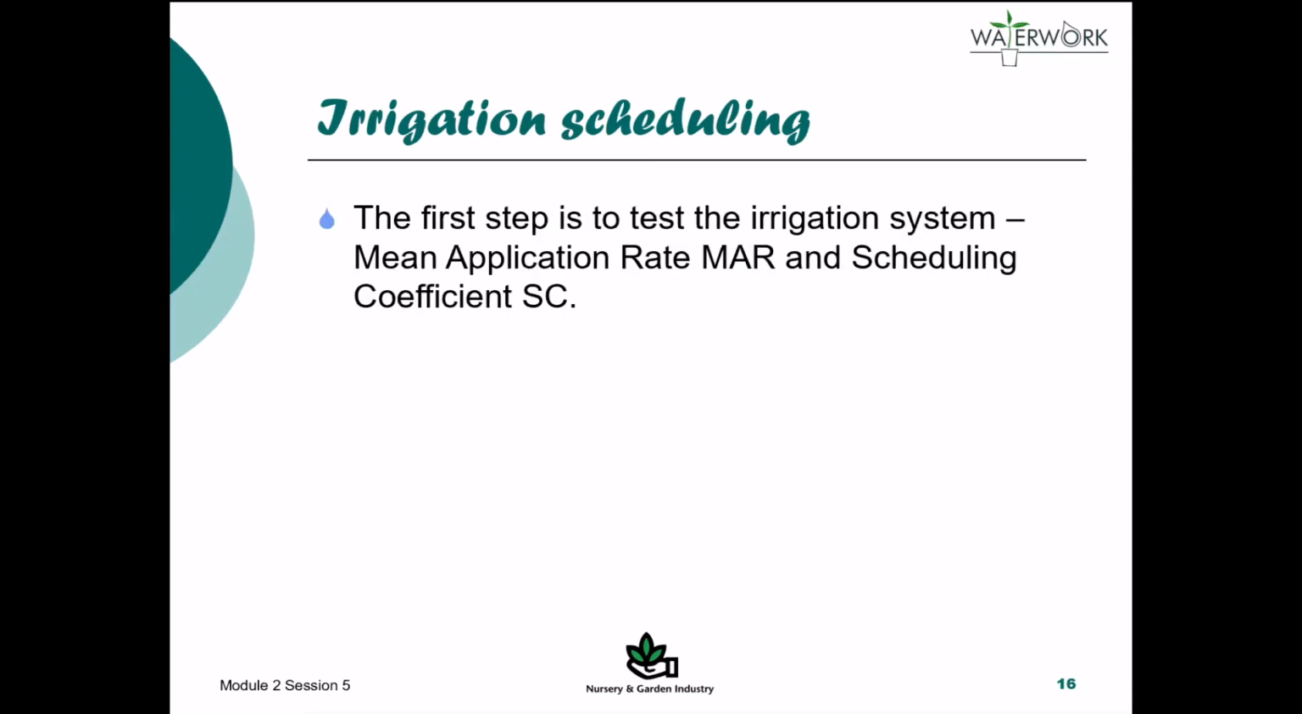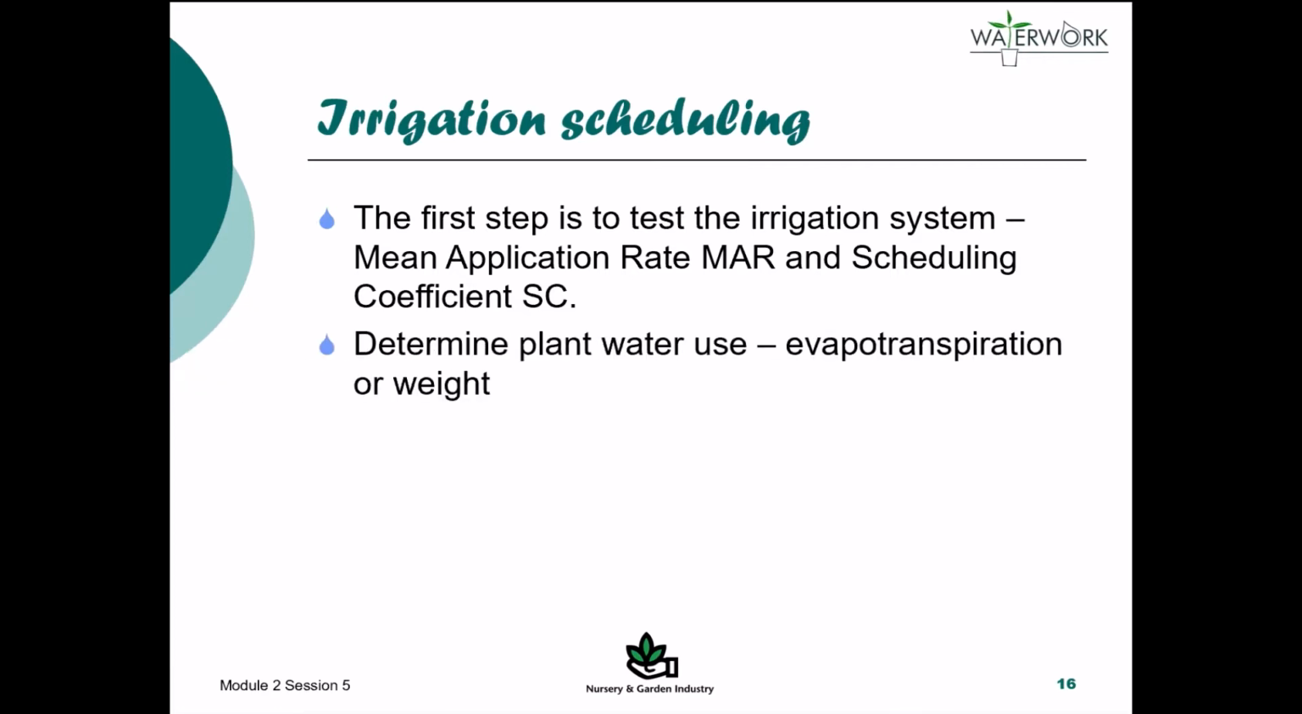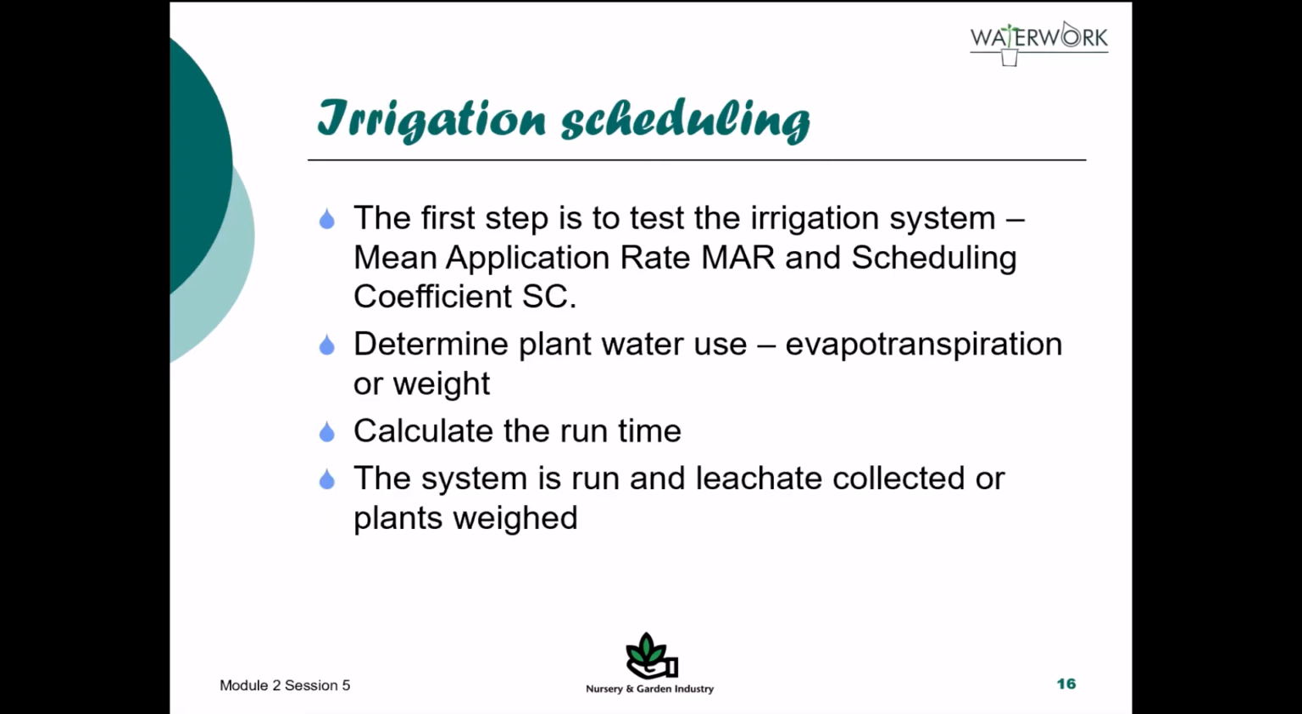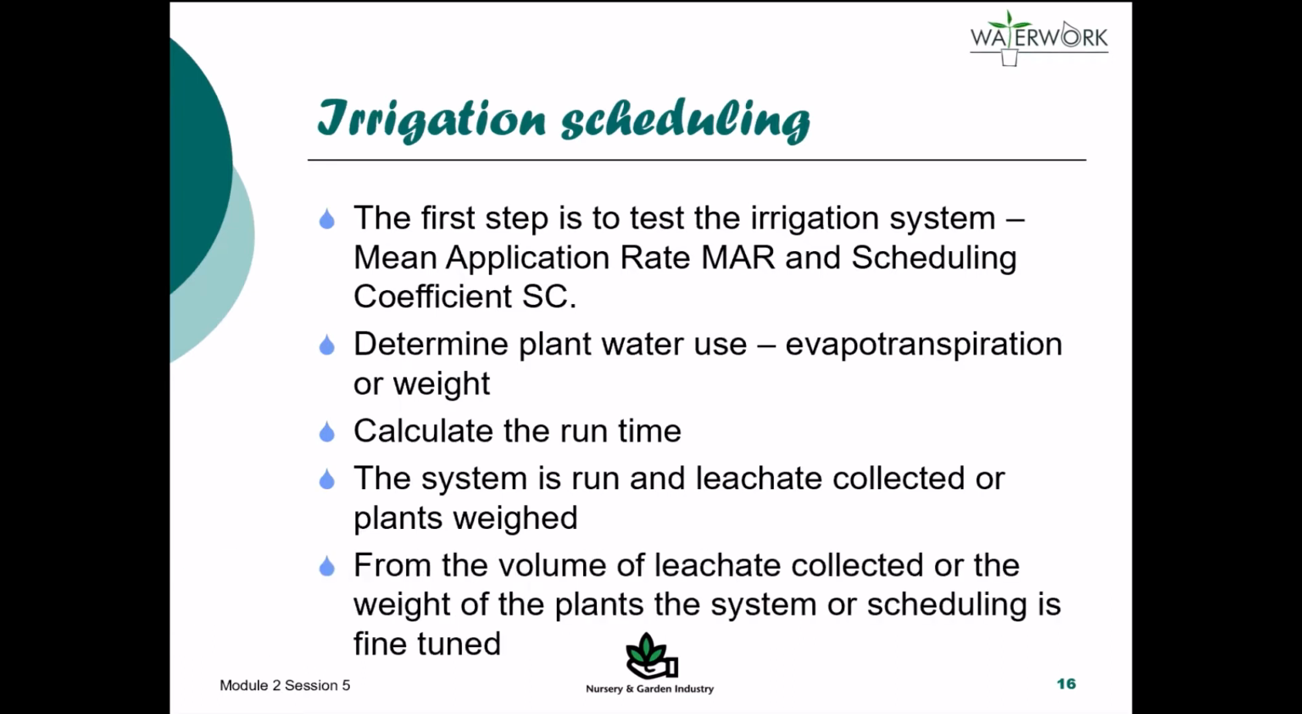The first step in the process is to measure the irrigation system performance and to calculate the mean application rate and scheduling coefficient. The next step is to calculate or measure plant water use by using evapotranspiration or weight. From this information, the runtime can then be calculated. The system is run for the calculated time, and the water that flows from the bottom of the container, or the leachate, is collected. Alternatively, the plants can be weighed to measure how effective the irrigation has been. The leachate volume or container weight can then be used to fine-tune the irrigation scheduling.